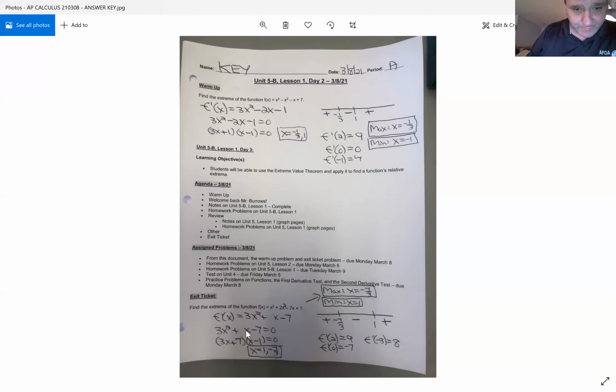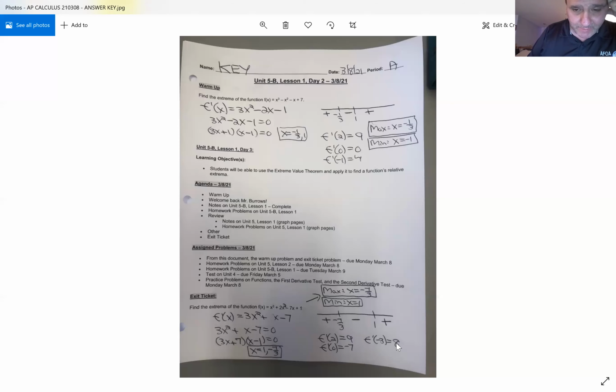So the factors, your two factors would be 3x plus 7 and x minus 1. So set both to 0. So x is 1 and negative 7/3. And again, we do our line test. So we end up with increasing.